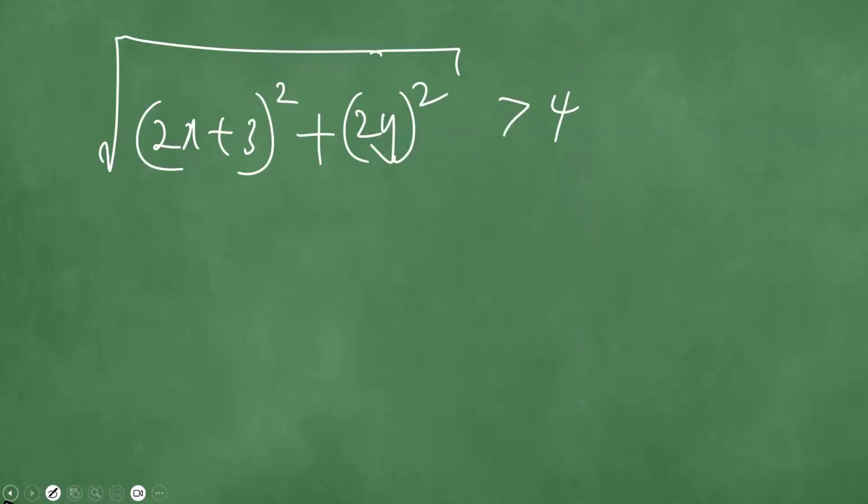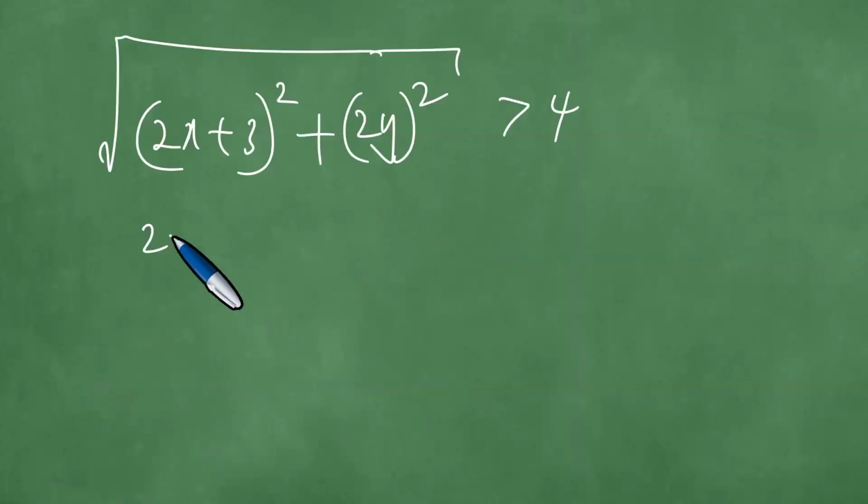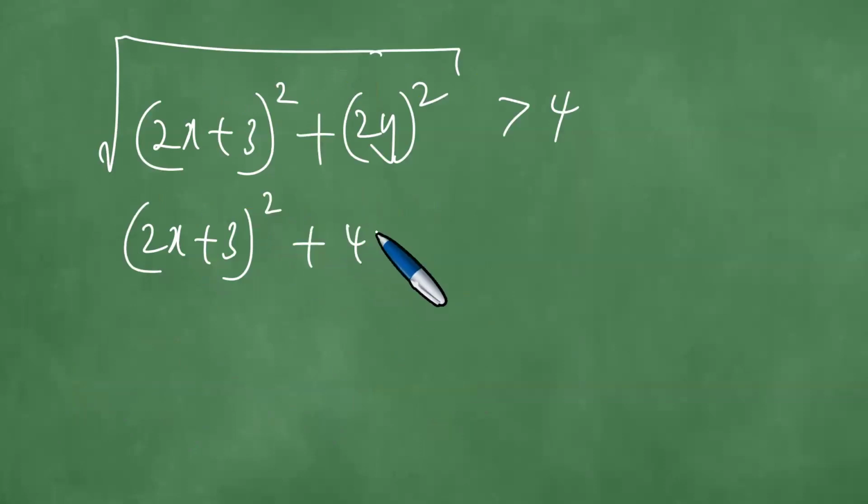Okay, let's see now what we've done here. Yeah, that's okay, because the modulus is the square root, bigger than 4. You square both sides, which means 2x plus 3. You square these, that's like 4y squared. Okay, yeah, it's bigger than 4.